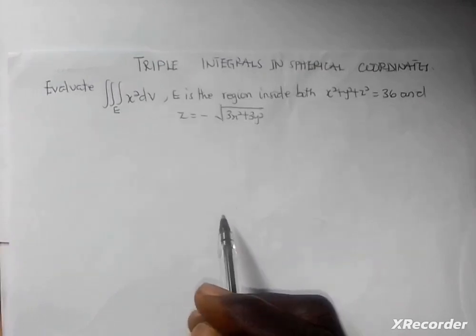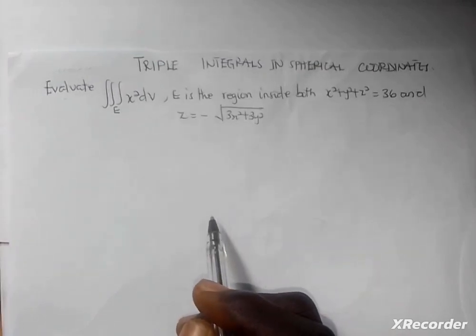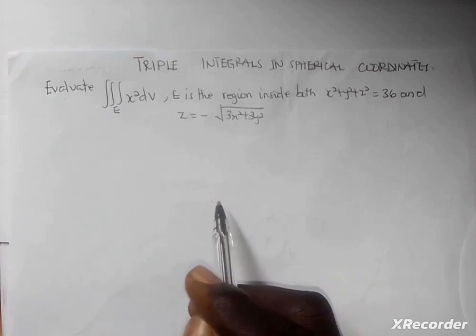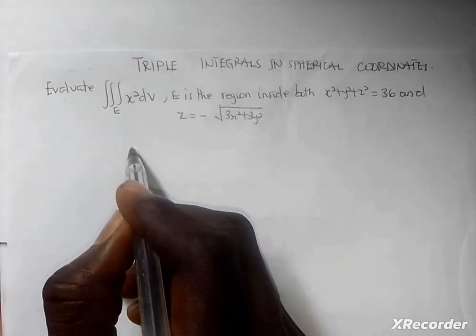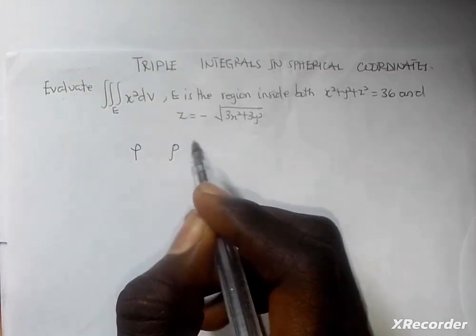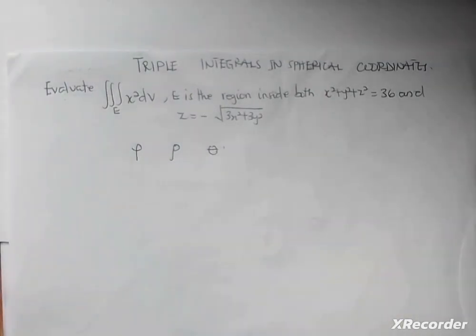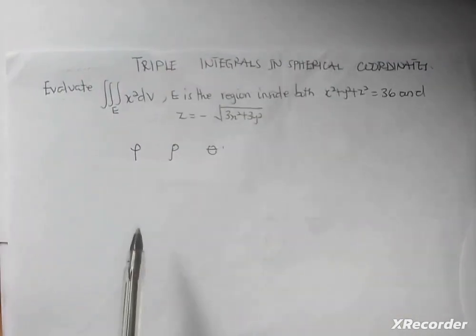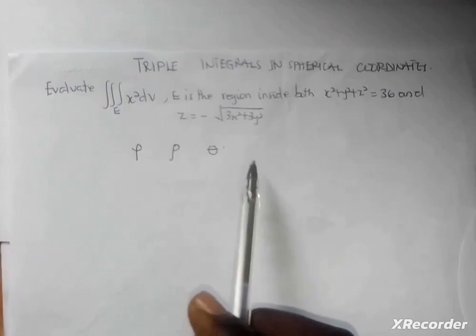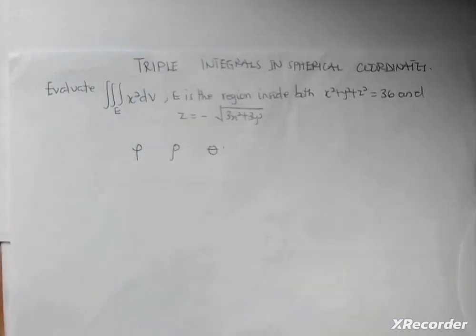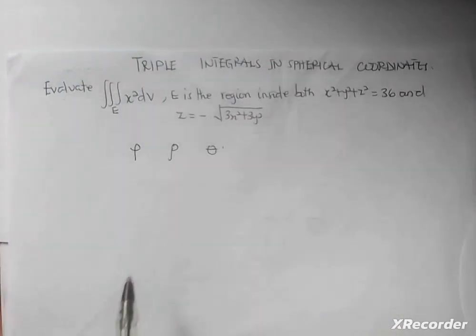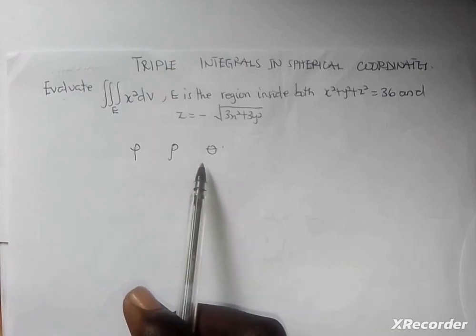First of all, we need three parameters to compute this integral in spherical coordinates. They are rho, phi, and theta. These are the three important parameters we need after we have sketched this region. The question is, what is phi, what is rho, what is theta?